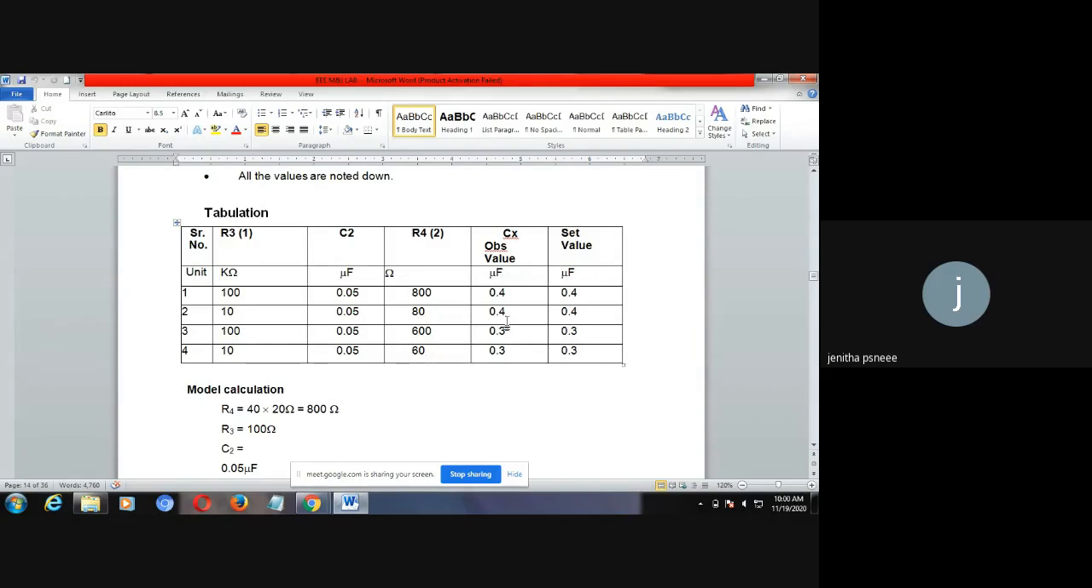So accordingly the Cx value also gets changed. If the Cx value changes, this value is our balancing condition, and this value should be set in our experiment also, so that you can identify the balancing condition of the bridge.